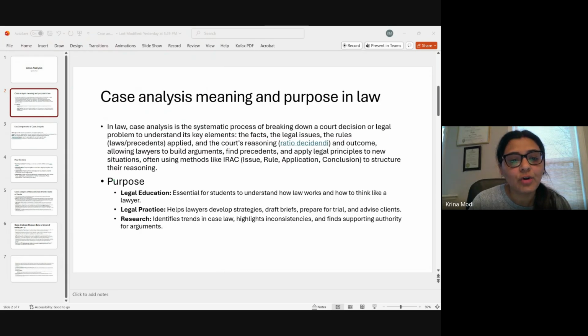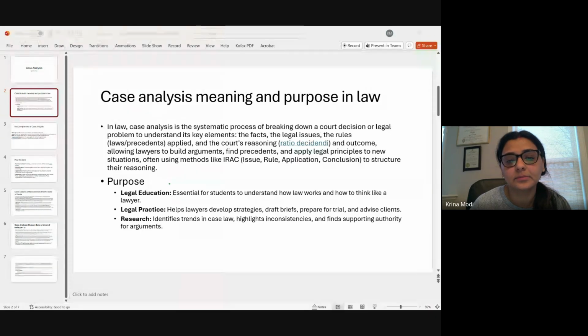Case analysis is a systematic process of breaking down a court decision or legal problem to understand its key elements: the facts, legal issues, the rules, law and precedents applied, and the court's reasoning and outcome. It allows lawyers to build arguments, find precedents, and apply legal principles to new situations, often using a method like IRAC. When I was in US law school, I was taught this method.